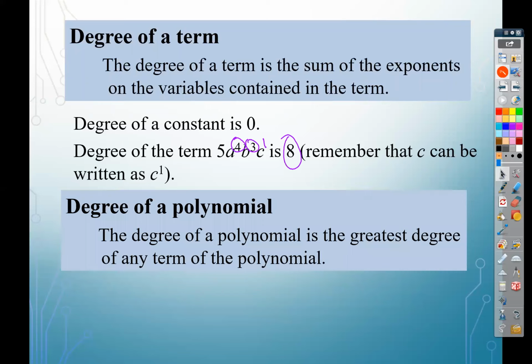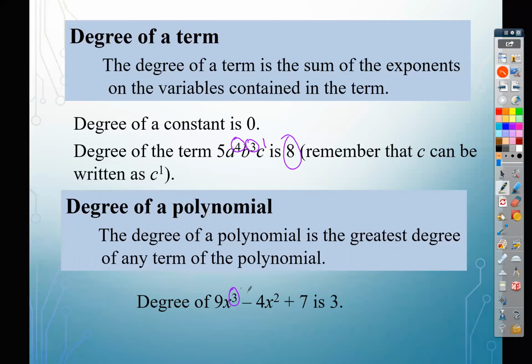So the degree of a polynomial is the greatest degree of any term of the polynomial. So for instance, the degree of this polynomial is 3 because this degree is 3, this one is 2, and this one is none. So you pick the highest of all of those.